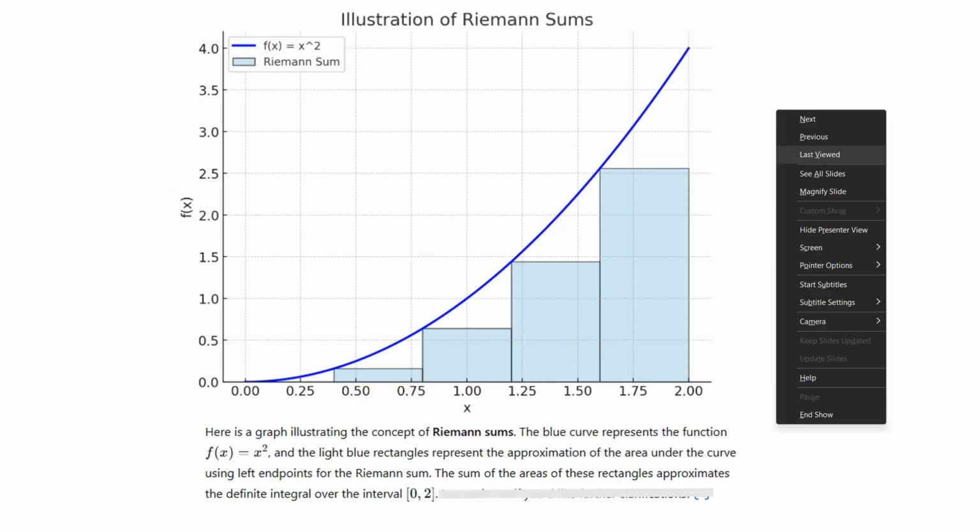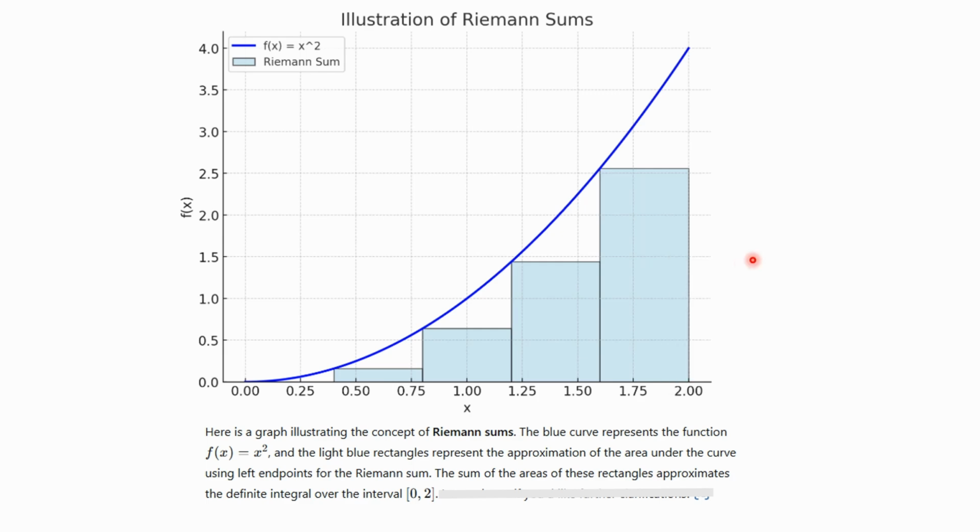And actually, I want to turn on the pointer just in case I need to point at something. But here's an illustration of Riemann sums where you have f of x, a function here, and the function that they're using, I'll just read it here. It says, here is a graph illustrating the concept of Riemann sums. The blue curve, which is this blue curve here, represents the function f of x equals x squared. And these light blue or kind of cyan looking rectangles represent the approximation of the area under that curve using left endpoints for the Riemann sum.